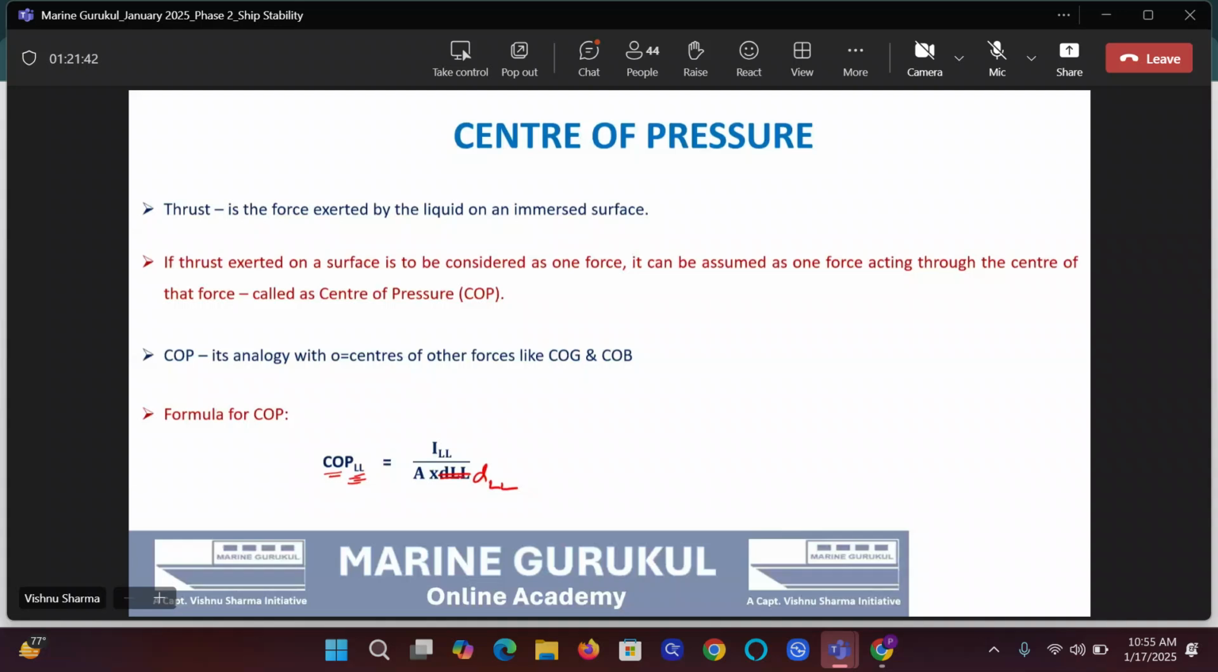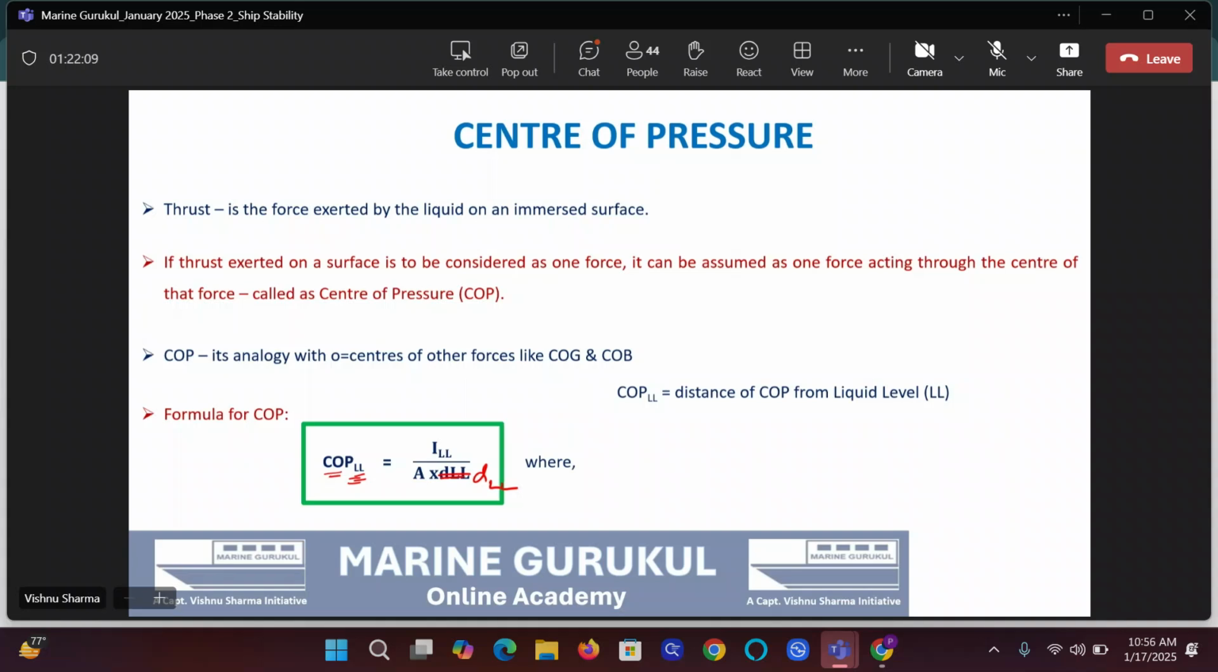What is A in the denominator? Immersed area. What is DLL? Distance of the GC of the immersed area from the liquid level. Guys, this formula will not change, come what may. This formula will remain whatever it is.